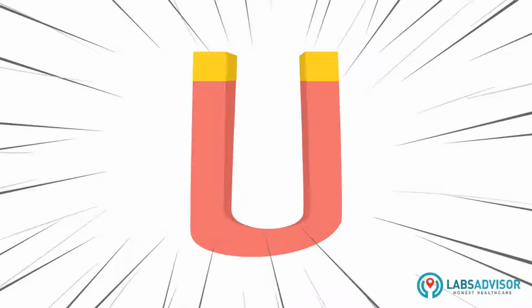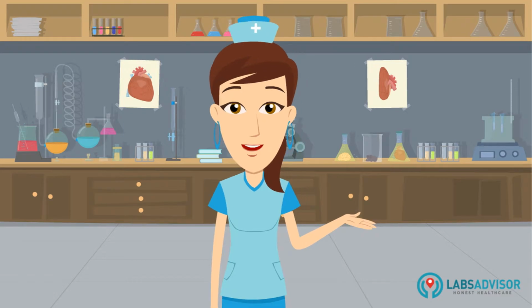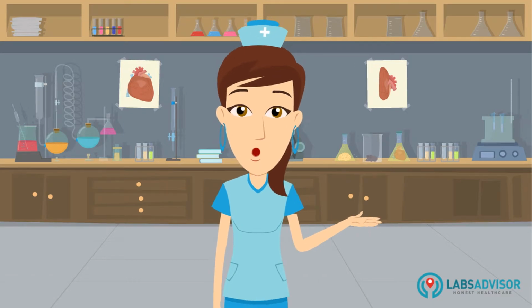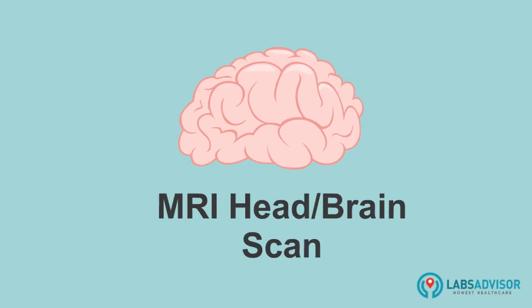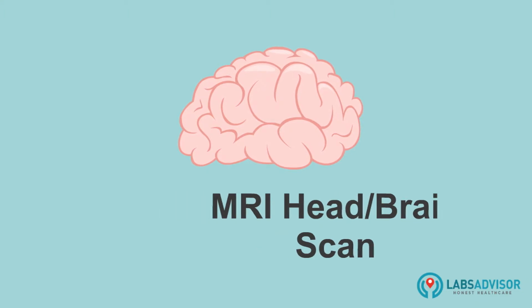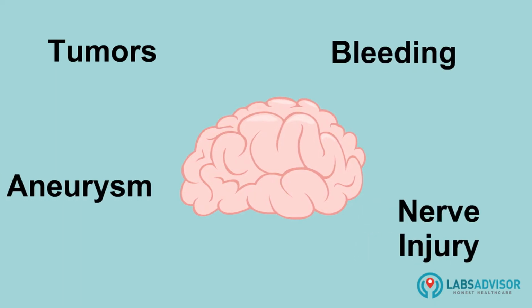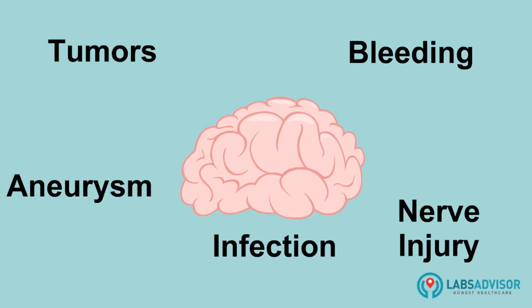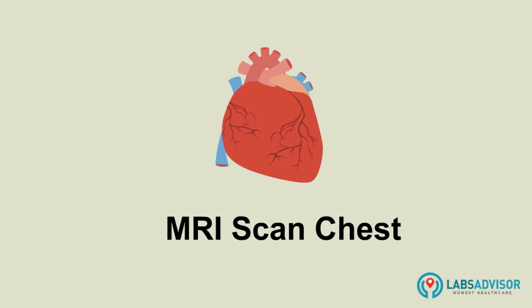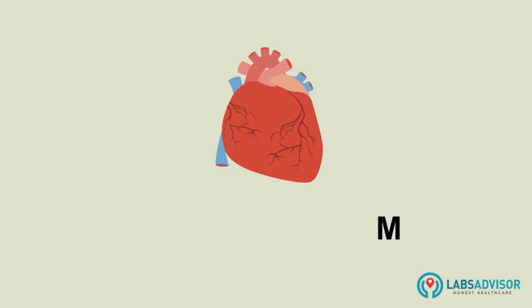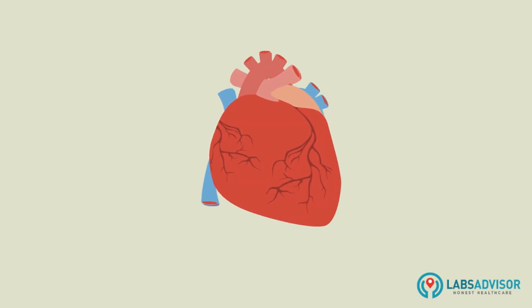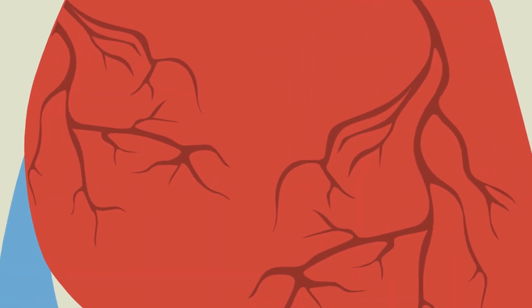An MRI scan can be divided into different types based on the study. A few types of MRI scans are: MRI head scan. It is done to detect any abnormalities in the brain, such as tumors, aneurysm, nerve injury, bleeding, or infection in the brain. The next type is MRI scan chest. It is mostly done to evaluate the functioning of the heart. It provides a detailed image of the heart valves and blood vessels.